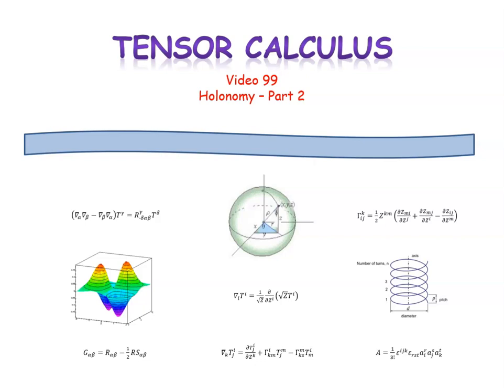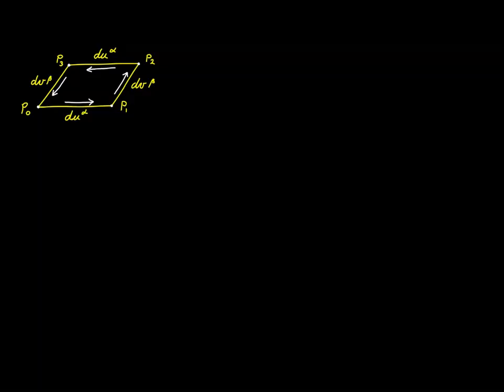In video 99 of Tensor Calculus, we'll follow up our previous video by deriving a tensor calculus expression that is roughly equivalent to the Gauss-Bonnet theorem. Suppose we have a small parallelogram here defined by two vectors, du alpha and dv beta in this direction. Well, let's see what happens when we parallel transport a vector t around this parallelogram in a counterclockwise direction.